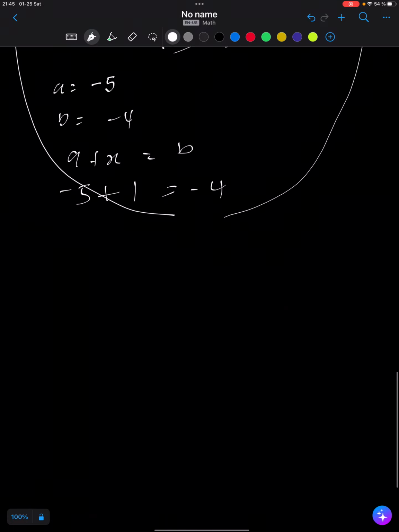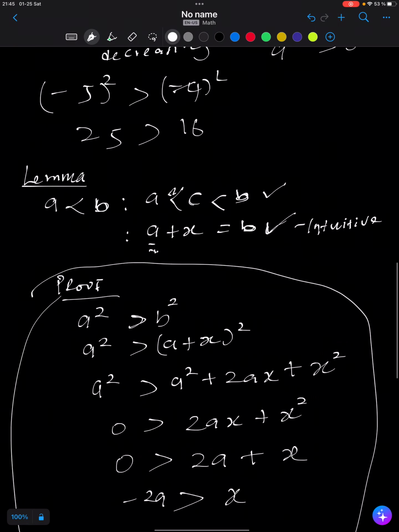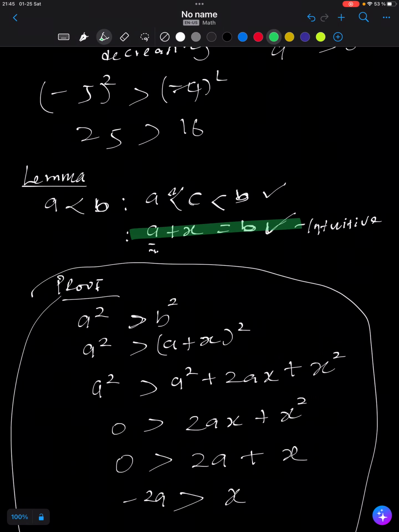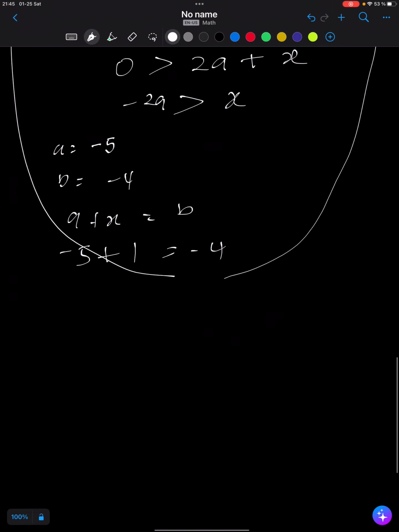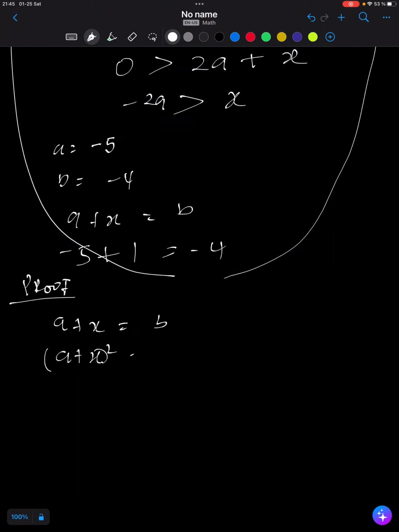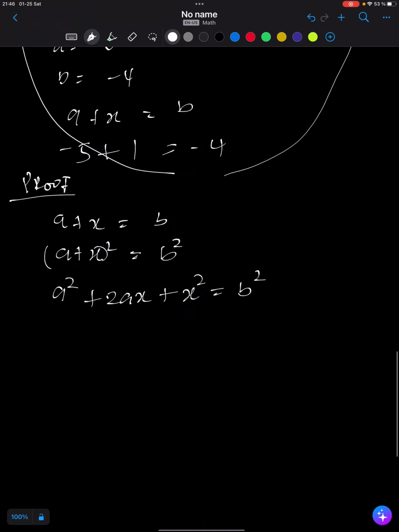So the idea is we continue from our second definition. From our second definition, we have that a plus x equals b. What we do next is that we square both sides. So (a plus x) squared equals b squared. Then we get a squared plus 2ax plus x squared equals b squared. And so we bring over the a squared to the other side. So we have b squared minus a squared.